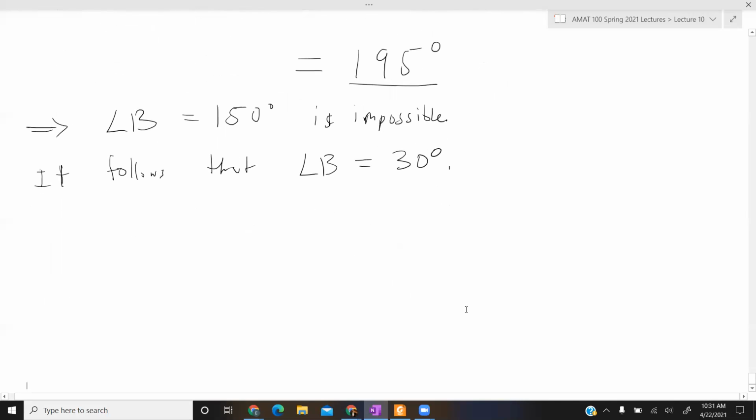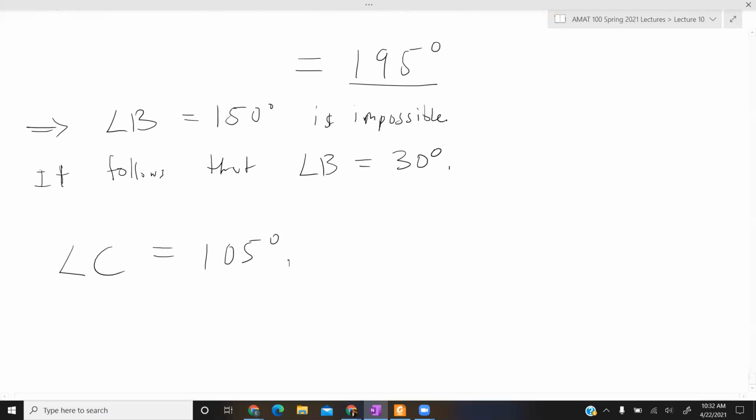I won't write down the rest of it, but I'll just run through it verbally. So we have two angles now. We can use the fact that the sum of the three angles equals 180 degrees to solve for the other angle. And if you do that, you get that C is equal to 105 degrees.